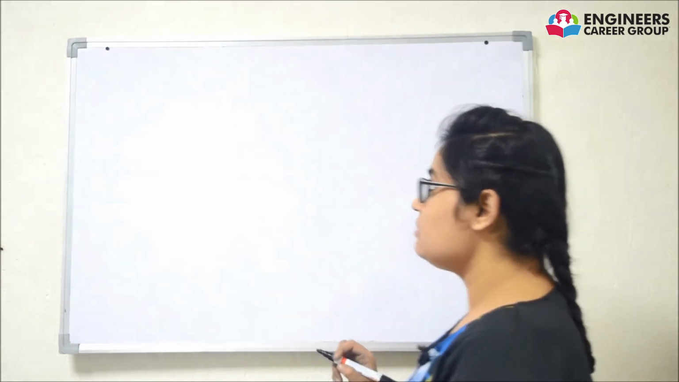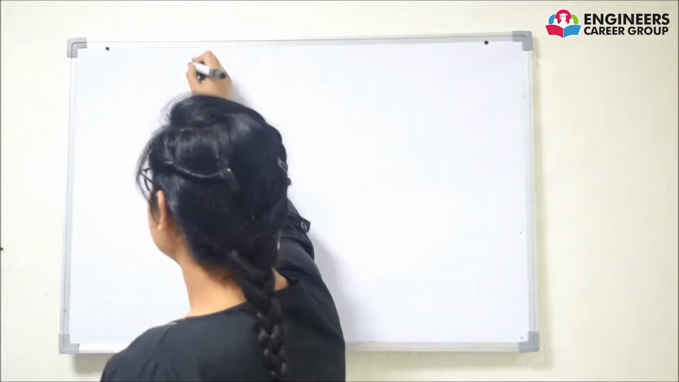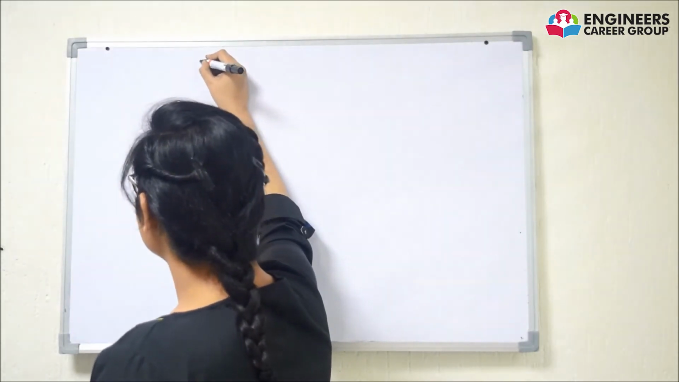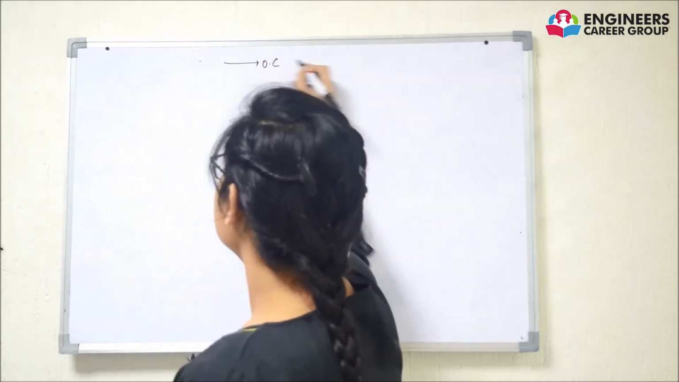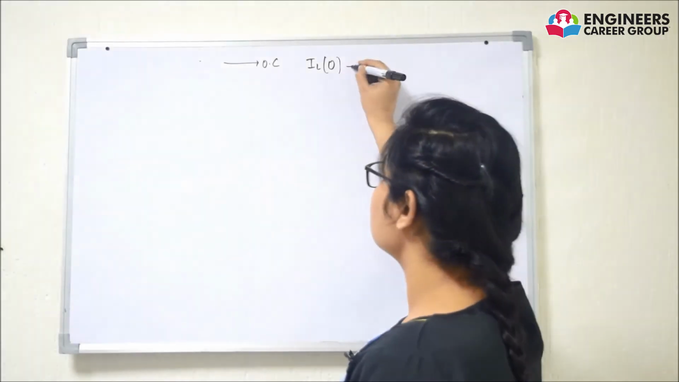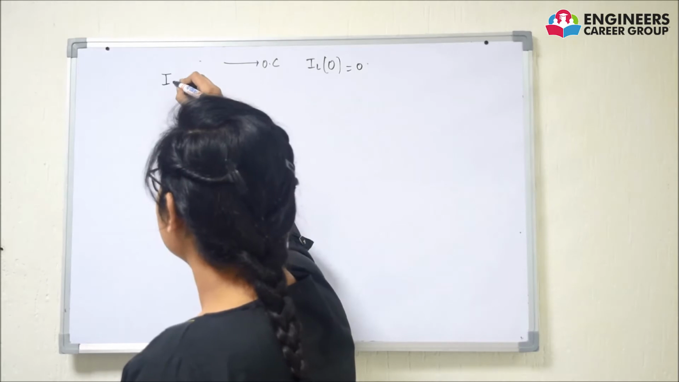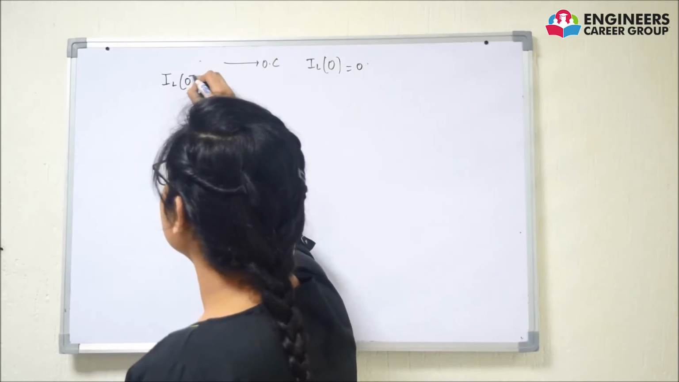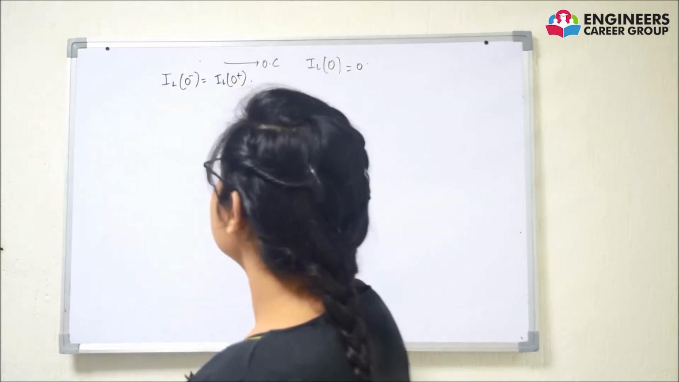Now we will discuss some important points regarding inductor and capacitor. We have already discussed that the inductor initially acts as an open circuit. Why? Because the current in the inductor is equal to 0, that is IL0 is equal to 0. Now the inductor has a property that the current in the inductor does not change instantaneously. And how? Let us discuss that.